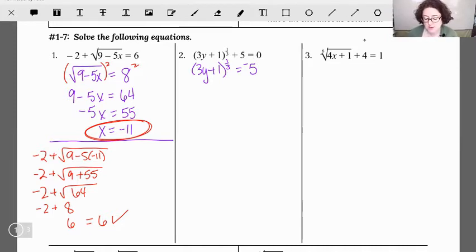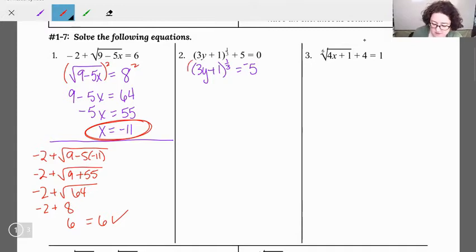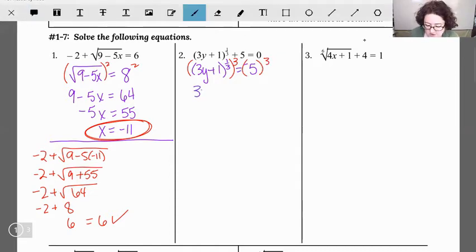So to get at that y, to undo that 1/3 exponent, again, I'm going to raise both sides to the reciprocal exponent, aka 3. That'll undo my cube root. Okay, so that leaves me with just a 3y plus 1 on the left. And then if you plug this in the calculator, you want to be careful that you include those parentheses. And that's going to come out to negative 125.